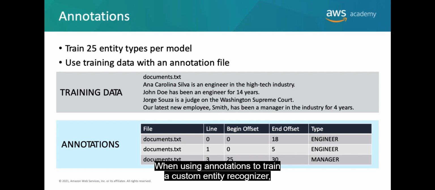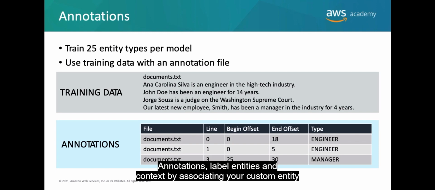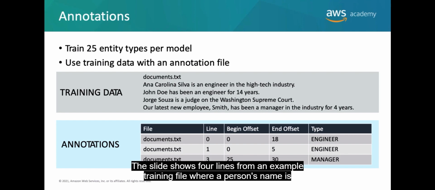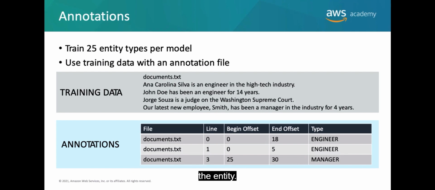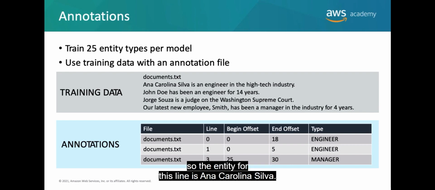When using annotations to train a custom entity recognizer, you must provide annotated training data. Annotations label entities in context by associating your custom entity types with the locations where they occur in your training documents. You can provide this training data as a comma-separated values, or CSV, file. The slide shows 4 lines from an example training file where a person's name is the entity. The first line is Anna Carolina Silva is an engineer in the high-tech industry. So the entity for this line is Anna Carolina Silva.